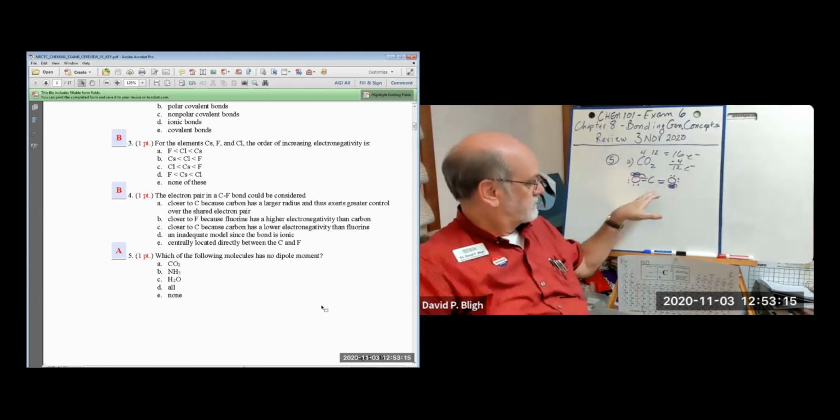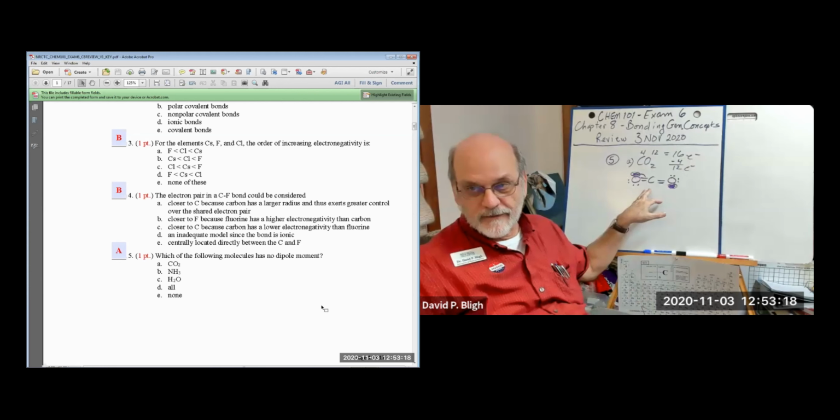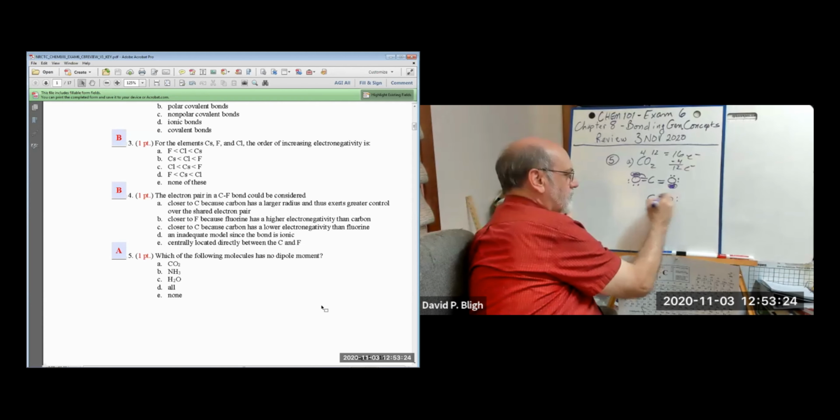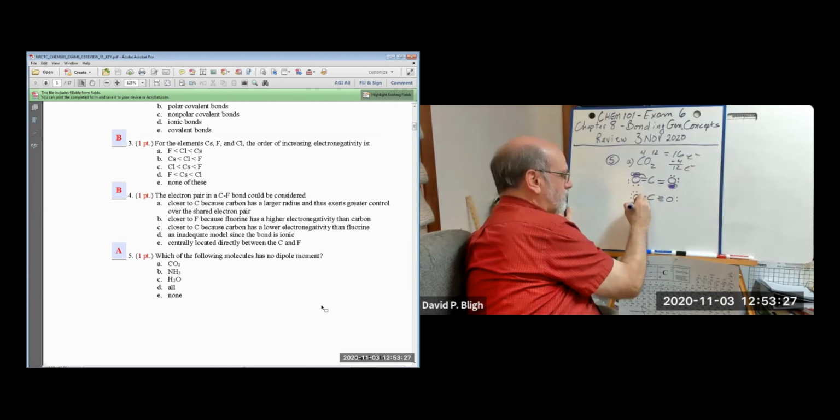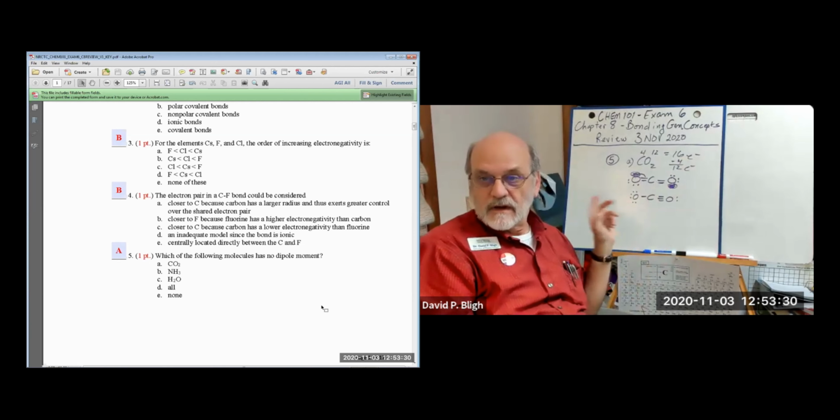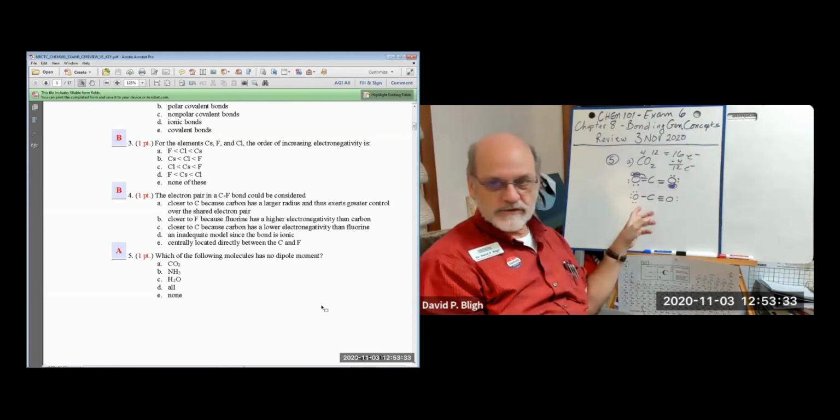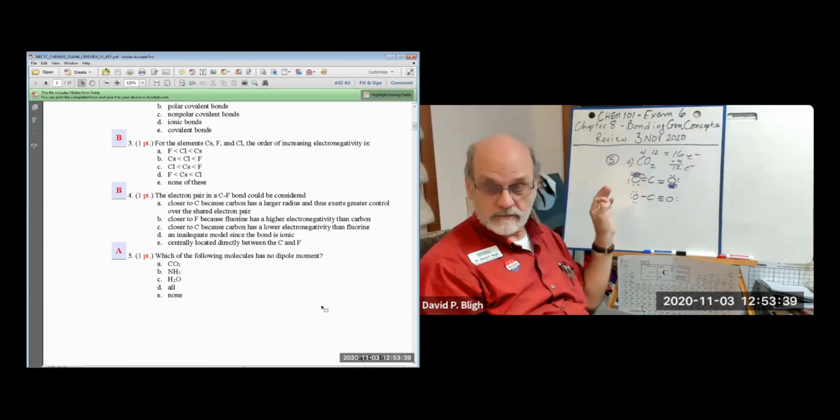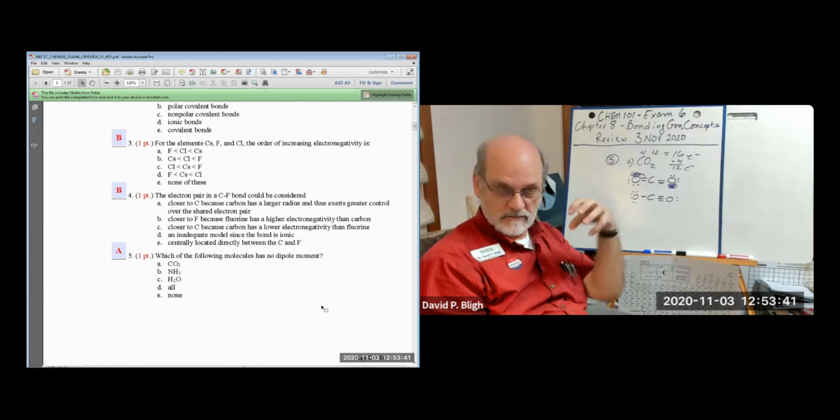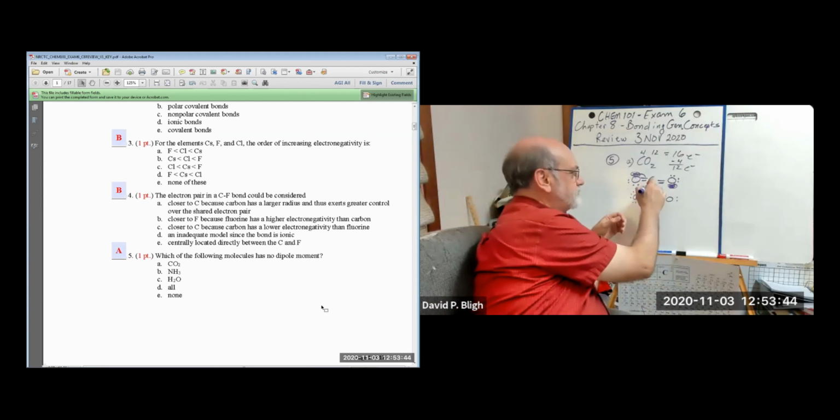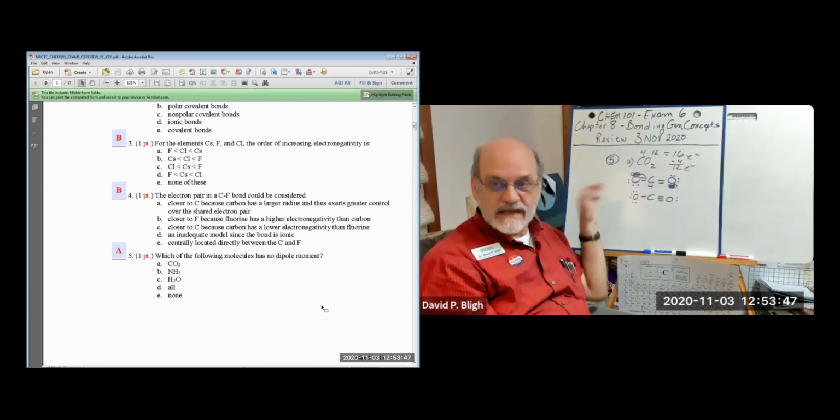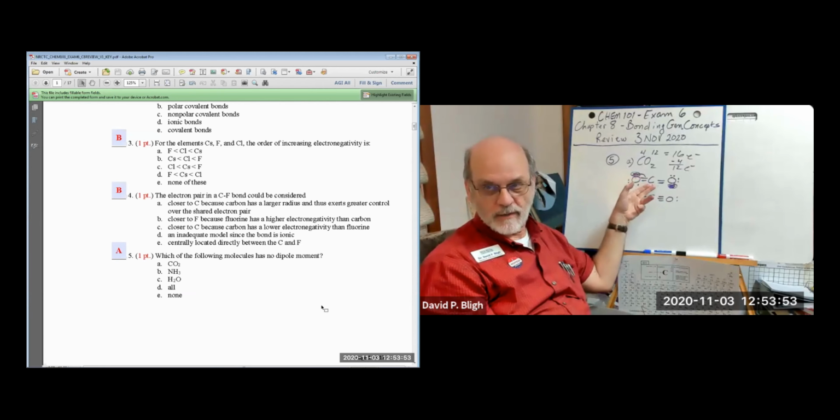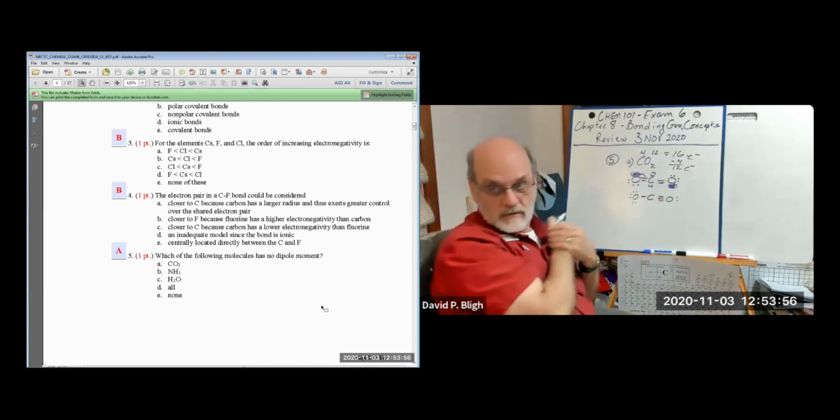Now we have a valid Lewis dot structure. Now, how do we know it's this one and not that one? Formal charge tells you. So what's the formal charge on carbon? Well, it starts out with 4 electrons as the free atom. How many is it assigned in the molecule? Well, in this one, it's got 1, 2, 3, 4. Half of a bond goes to carbon. So that means its formal charge is 0.